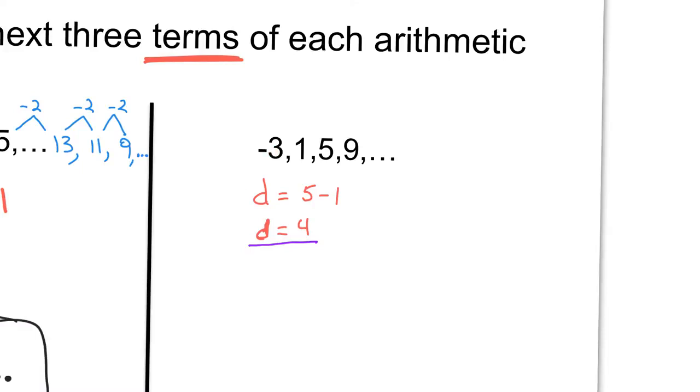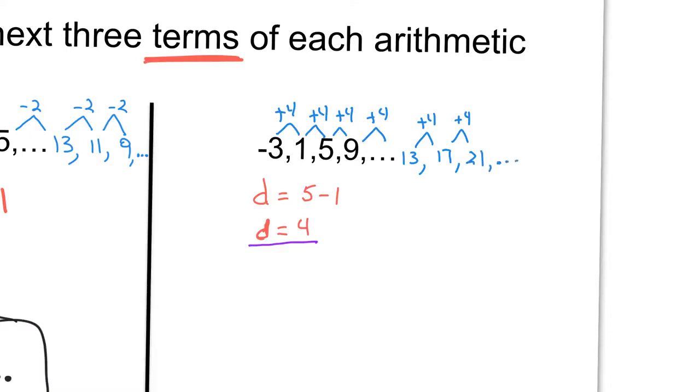I'm just going to make my little marks here. Negative 3 plus 4, that's 1. Yes, it is. 1 plus 4 is 5. And 5 plus 4 is 9. So the next one, you have to add 4 here. So 9 plus 4, that's 13. 13 plus 4, that's going to be 17. And 17 plus 4, that's going to be 21.